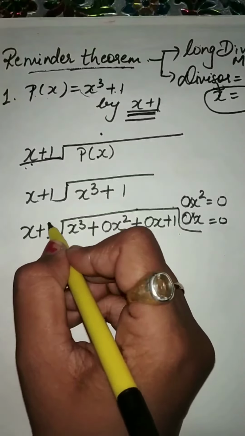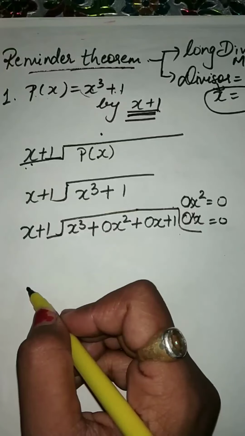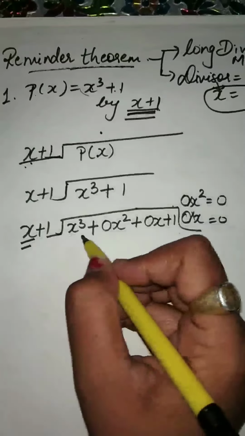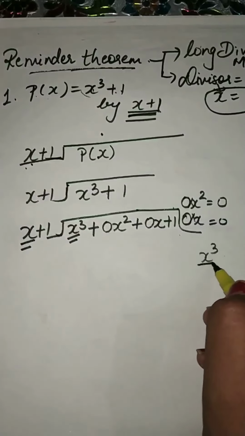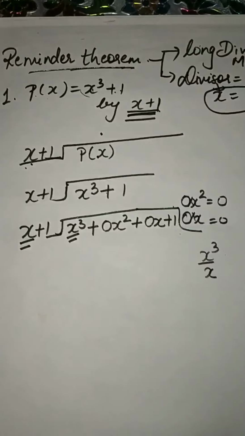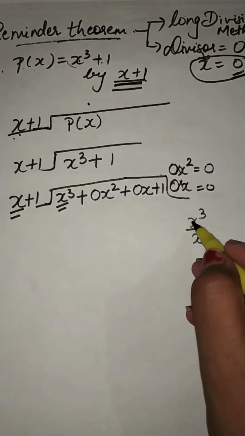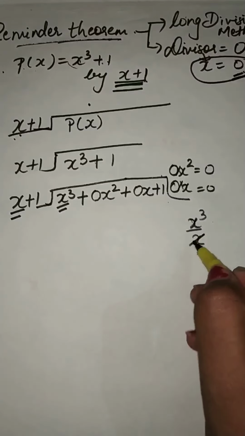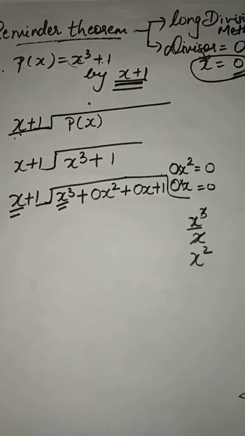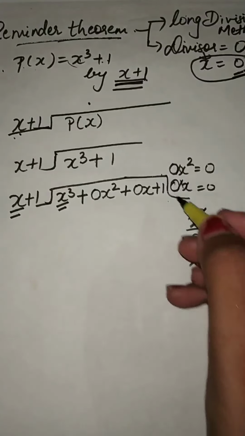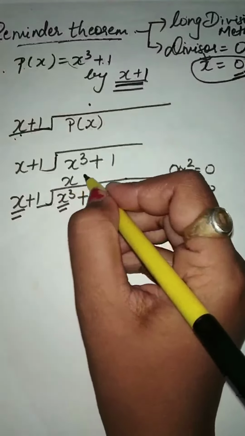Now what we used to do: divide the first term by the first term. We will get x cube upon x. The x will get cancelled with x, so it will come as x square. So write this x square in the quotient part, over here, x square.